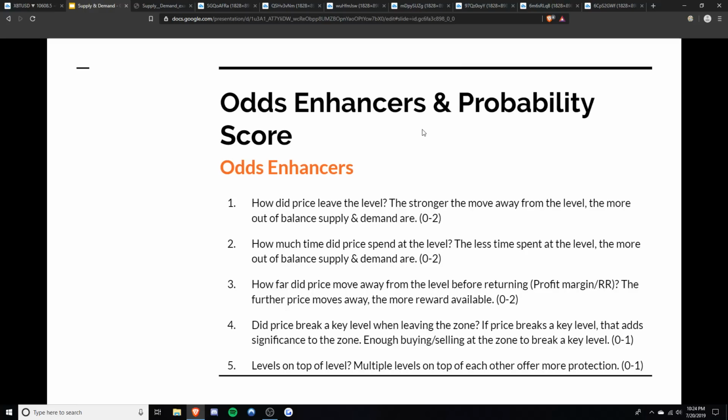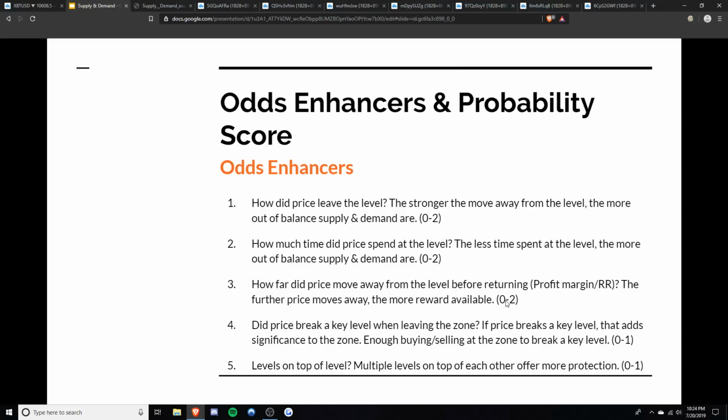So there are a few odds enhancers, and I want to go over this probability score. Odds enhancers are really the key for knowing what zones to trade from. What's the probability that price is actually going to bounce from that zone, and it really just helps you find which zones are significant. So the first odds enhancer, how did price leave the level? The stronger the move away from the level, the more out of balance supply and demand are.